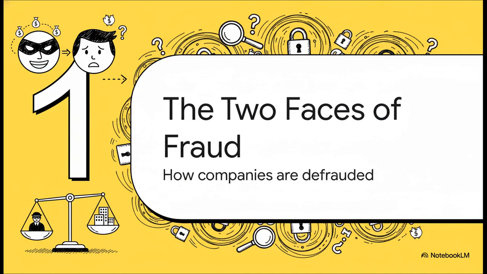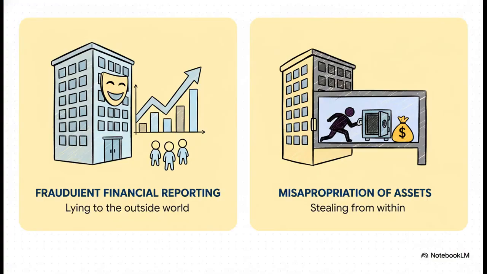All right, section 1, first things first. Before we can spot fraud, we've got to know what we're looking for, right? Generally, fraud comes in two main flavors, and as an auditor, you absolutely have to know the difference. So here they are. On one hand, you have fraudulent financial reporting. Think of this as lying to the outside world, to investors, to the banks, to make the company look way better than it actually is.